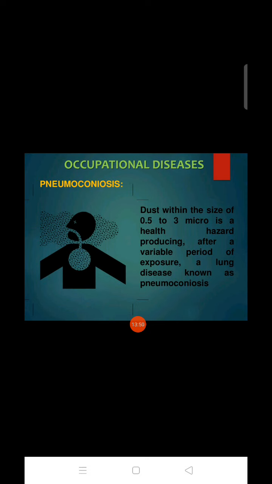In this, what will happen? There is dust with a size of 0.5 to 3 microns, and after exposure it will cause problems in the lungs.